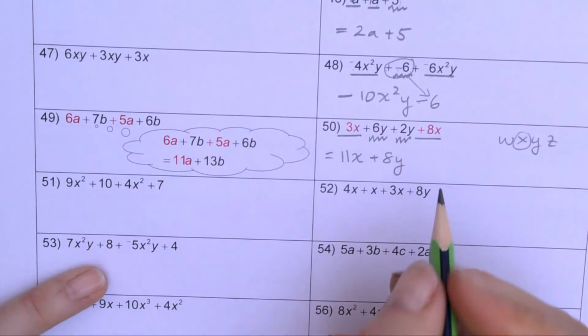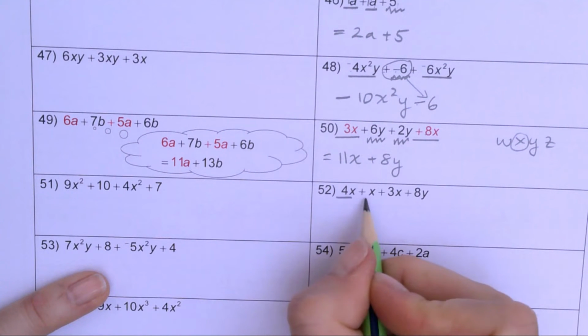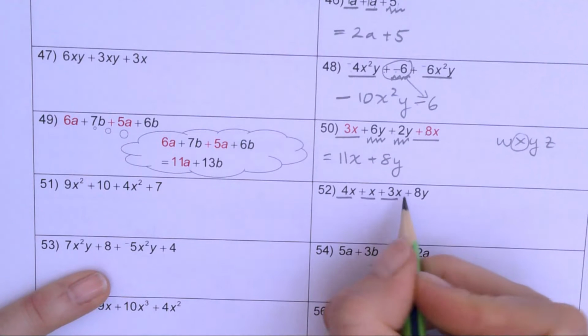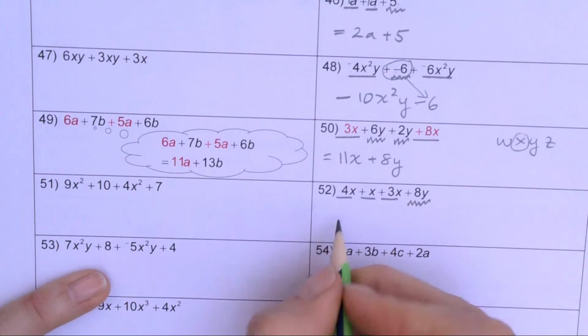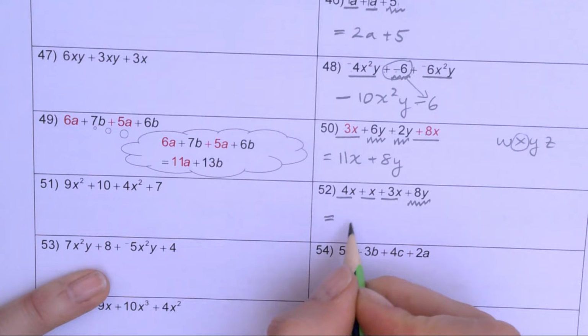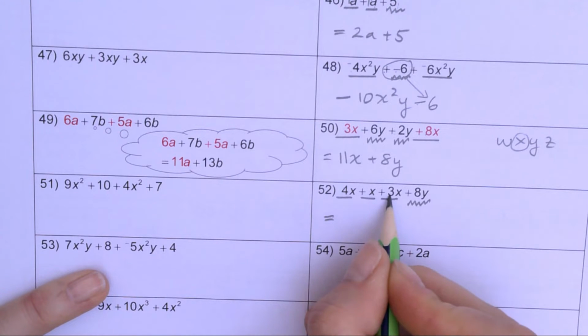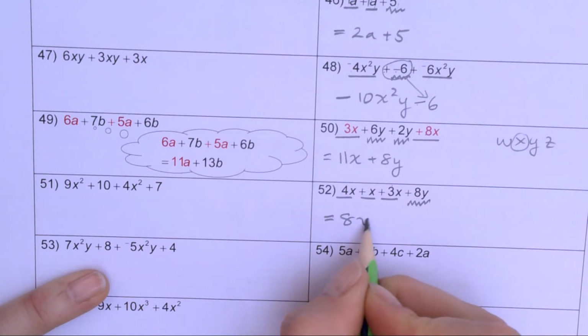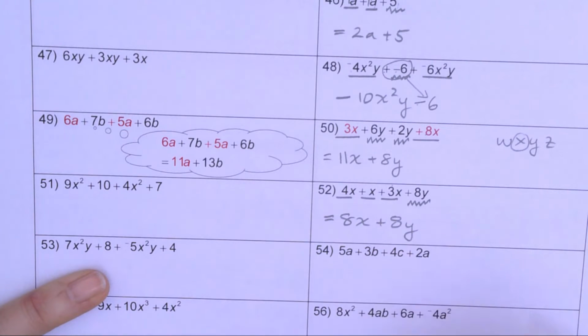What's the same here? So this one, this one, this one are the same. They are like terms, and this one is different. So that's X goes first. I have 4, 5, 6, 7, 8. 8 X's plus 8 Y's.